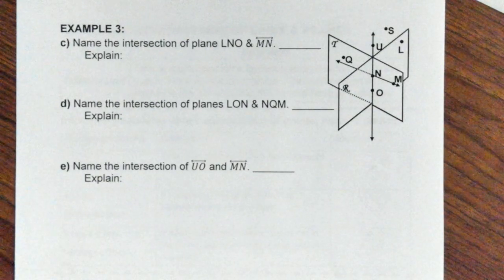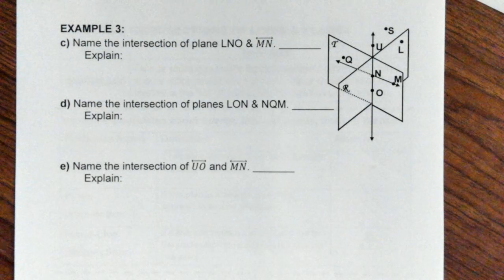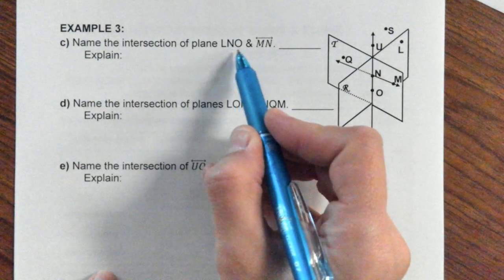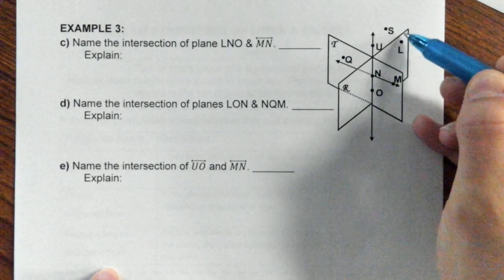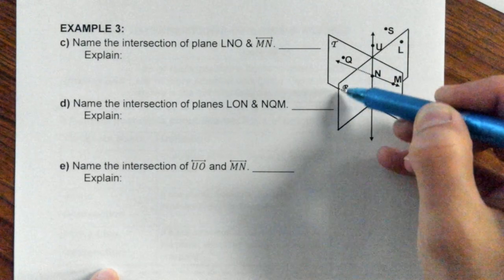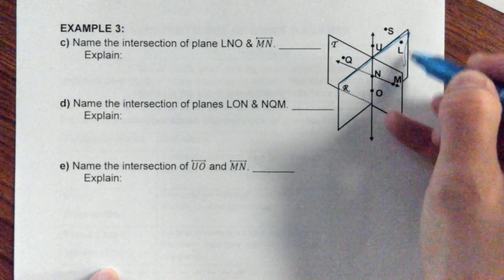So the next part here we're going to talk about naming intersections. We want to look at the intersection of plane LNO, so we're going to find those points, L, N, and O. L is over here on this plane, right here, plane R. So that's going to be this guy right here.